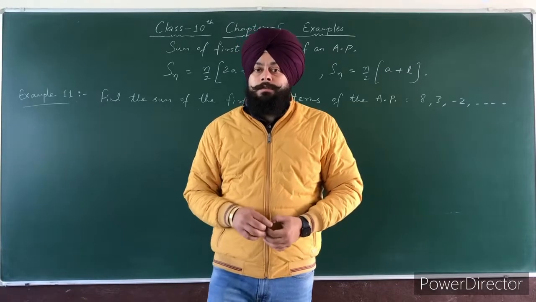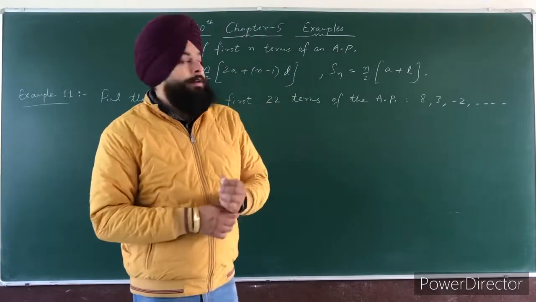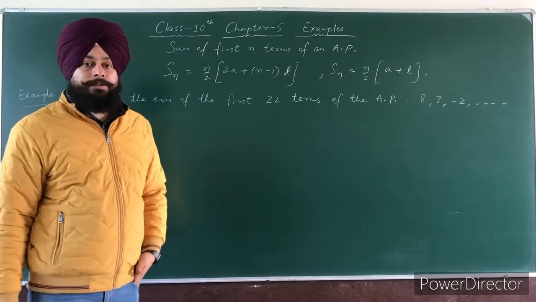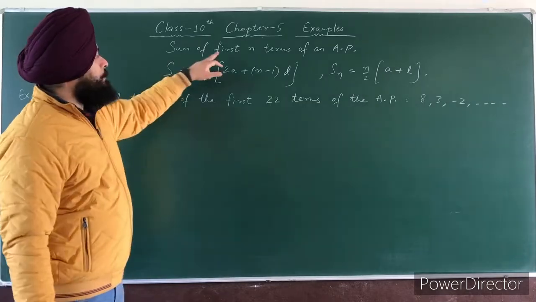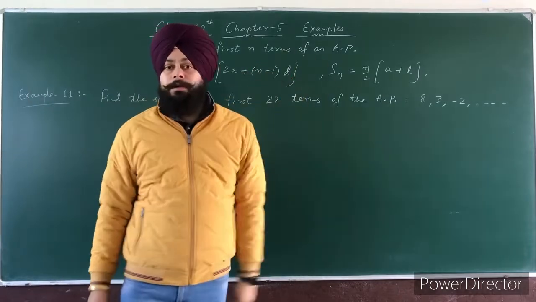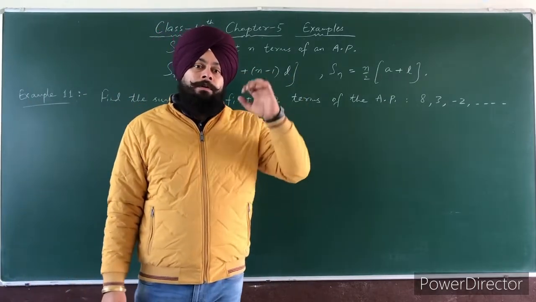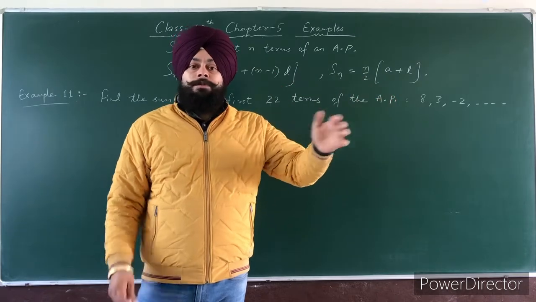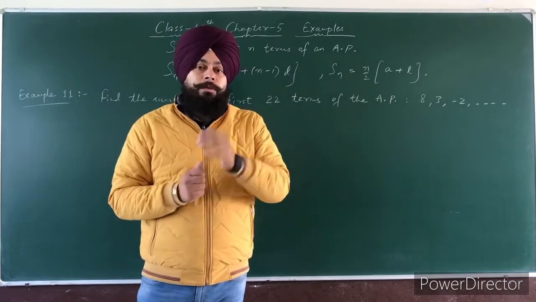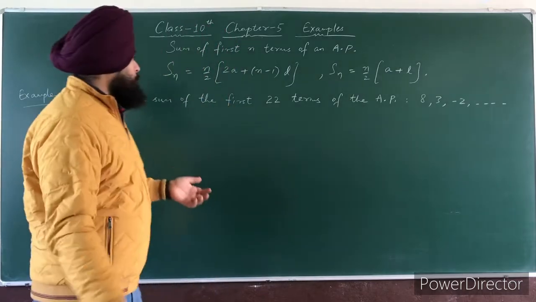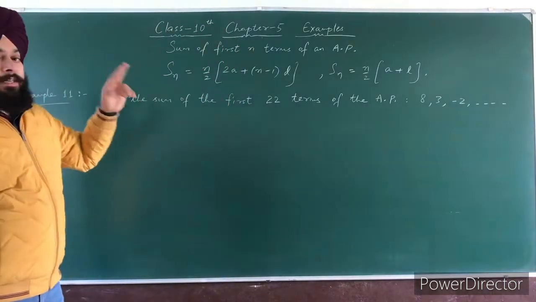Good morning, students. So today we do our next topic of your chapter 5, arithmetic progression, which is the sum of first n terms of an AP. In this topic you will find the sum of first n terms. मतलब जितनी भी आपको n terms given होगी उन सभी का sum find करना है and you can say total. So there are two formulas to find the sum of first n terms.